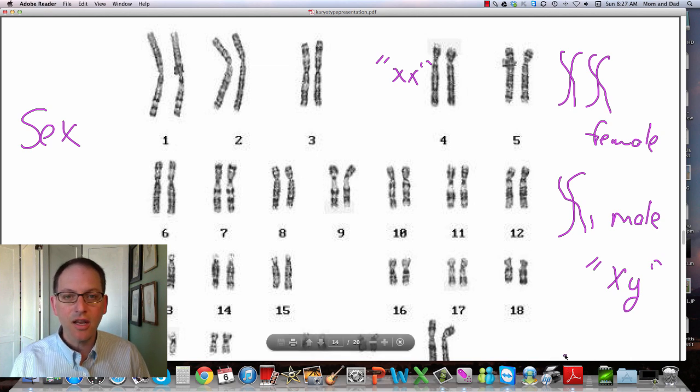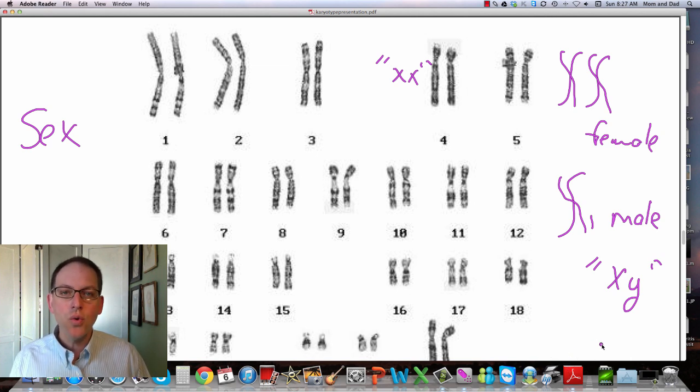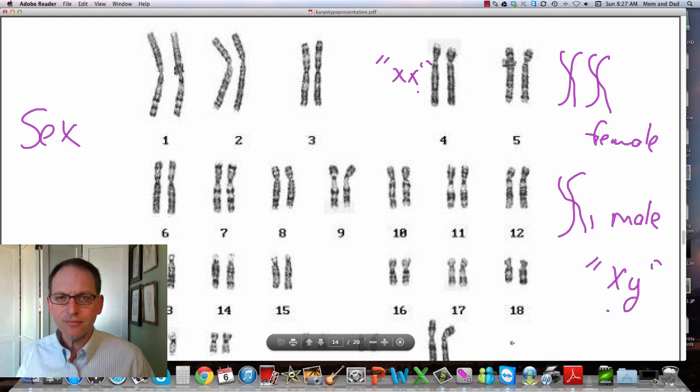Now, stop for a second, and I want you to think about who determines the sex of the child. Remember that only one chromosome from each pair will go to each sperm or egg cell. So from here, mom has an X and an X, dad has an X and a Y. I want you to stop for a second and think about who actually determines the sex of the child.